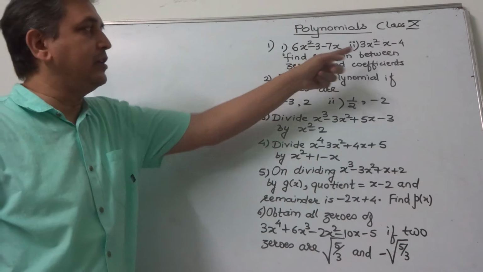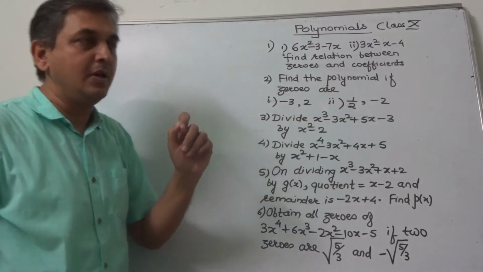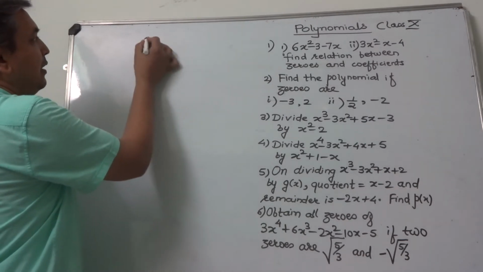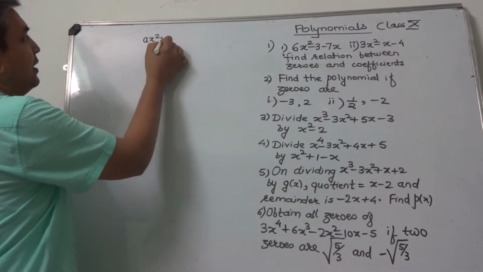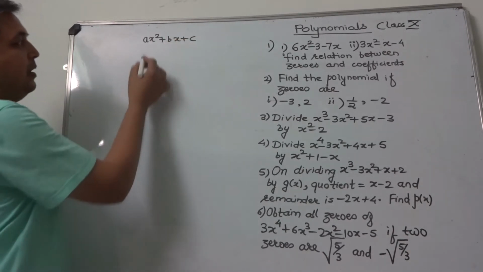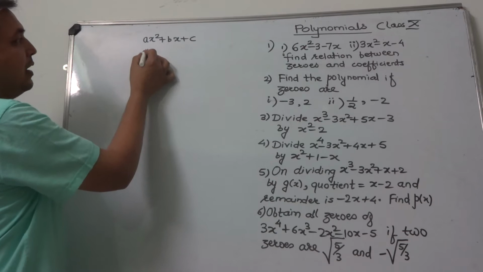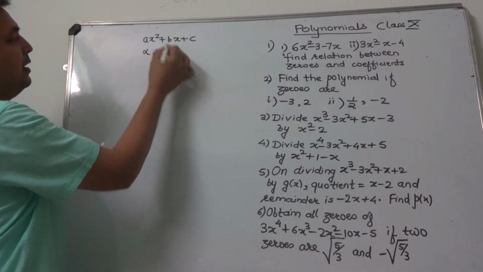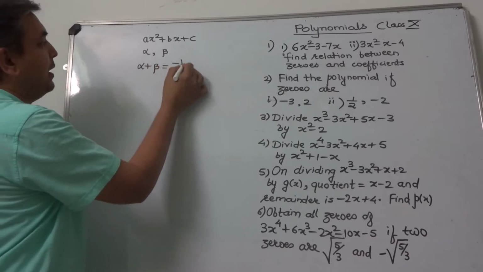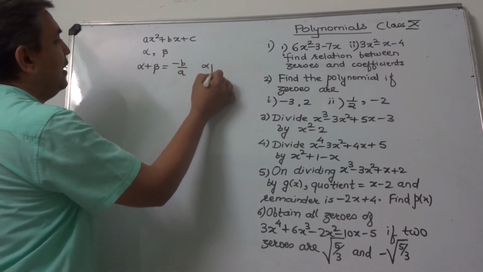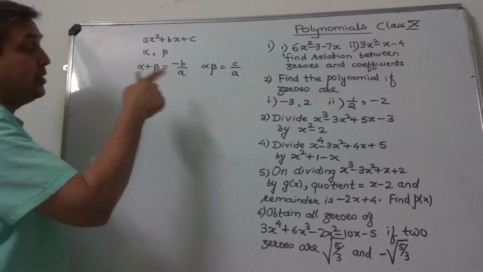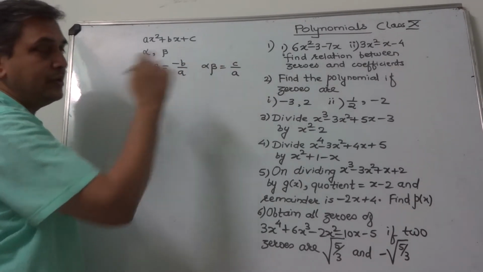We have to find the relation between zeros and the coefficients. You should learn those relations first. What is the relation? If ax square plus bx plus c is the quadratic polynomial whose zeros are alpha and beta, then the relation is alpha plus beta is equal to minus b upon a and alpha beta is equal to c upon a. So this is the relation between zeros and the coefficients.